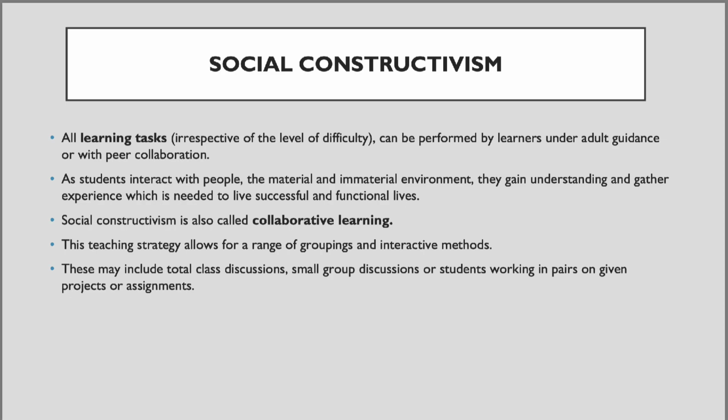Social constructivism is also called collaborative learning because it is based on interaction, discussion and sharing among students. The teaching strategy allows for a range of groupings and interactive methods. These may include total class discussions, small group discussions, or students working in pairs on given projects or assignments. The underlying factor to the theory is that learners work in groups, sharing ideas, brainstorming, trying to discover cause and effect, answers to problems, or just creating something new to add to existing knowledge.